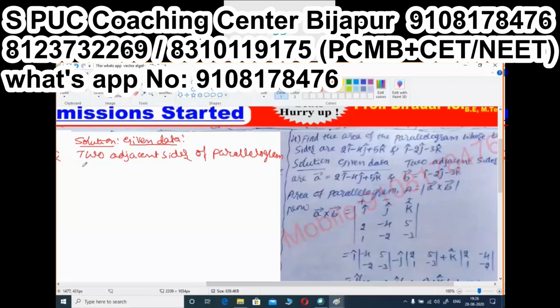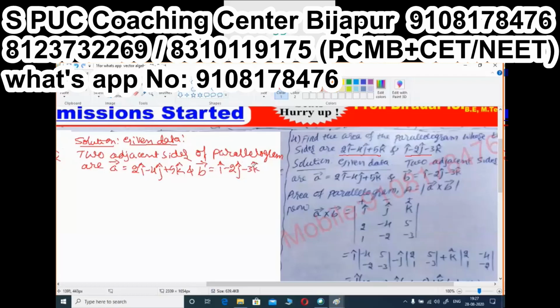So that is what he has given. Whatever he has given first, you can consider as a vector. A vector is equal to 2i cap minus 4j cap plus 5k cap. And one more, the second vector, you can consider as b vector. That is i cap minus 2j cap, and one more is minus 3k cap he has given.